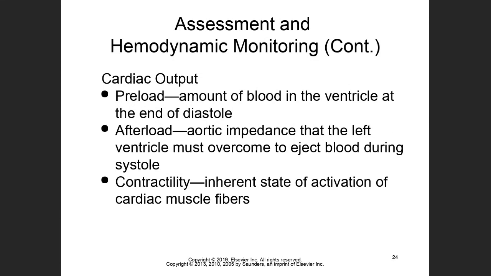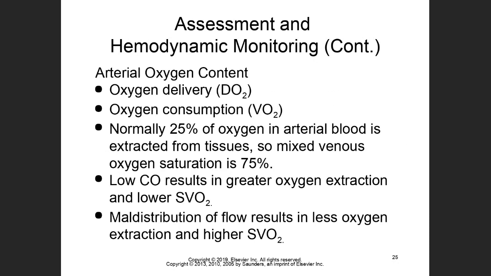Now we have cardiac output. Preload is the amount of blood in the ventricle at the end of diastole. That means all the blood that is inside the heart. Afterload is the aortic impedance that the left ventricle must overcome to eject blood during systole. In other words, afterload is the pressure that is after the aortic valve. And contractility is the ability of the heart to contract.